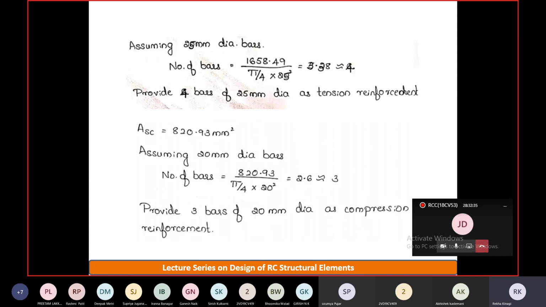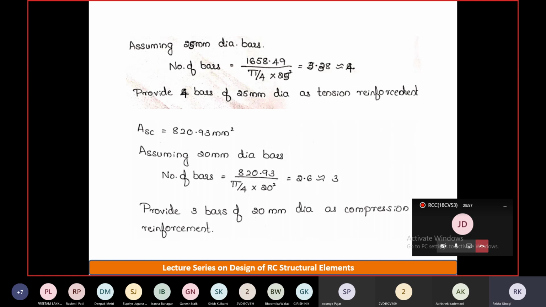Now the next thing we need to consider is the diameter of the bar. We need to assume some diameter of the bar and we need to calculate the number of bars required. So here the amount of steel required is more, so we are going to consider 25 mm diameter. See, already I have told the diameter of bars to be used is 6 mm, 8 mm, 10 mm, 12 mm, 16 mm, 20 mm, 25 mm, 32 mm and 40 mm.